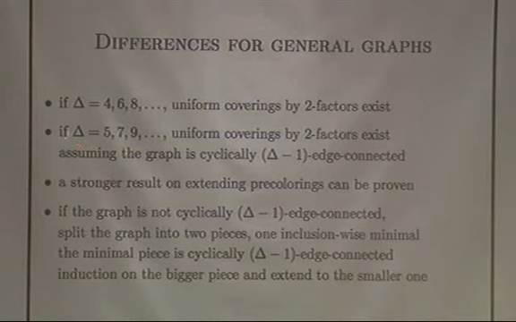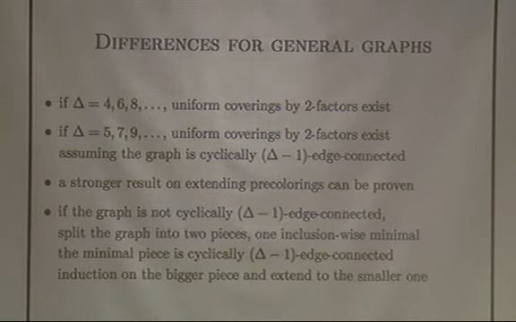So if delta is odd and the graph is somewhat connected, I can find this uniform covering by two-factors too. And then I can prove the result that the bound is actually equal to delta. And actually I can prove something stronger. This time I have to allow some slack, with an epsilon, but I can prove a stronger result on extending precolorings.